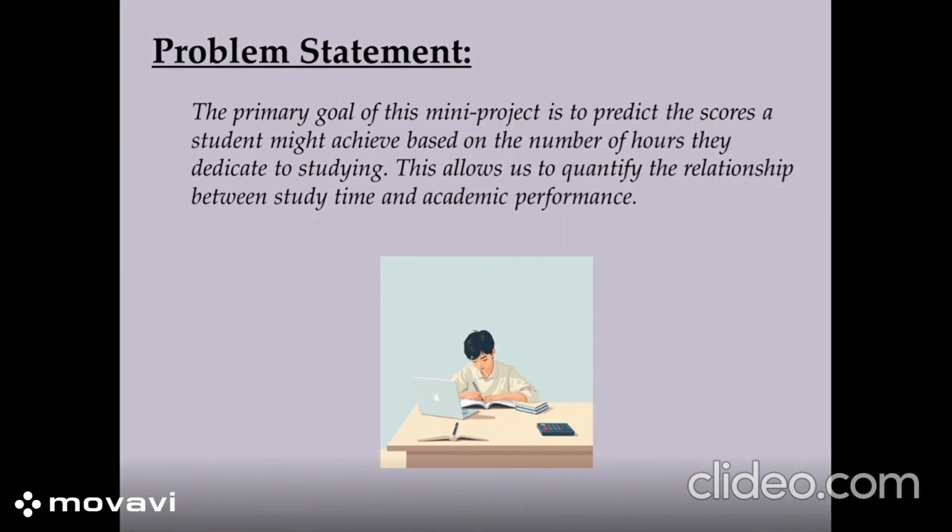So this is the problem statement. The main aim here is to see if we can predict a student's score just by knowing how many hours they study. This isn't just academic. Teachers can use it to guide students, and students can plan their study time better. And it is a very practical example of machine learning in real life.